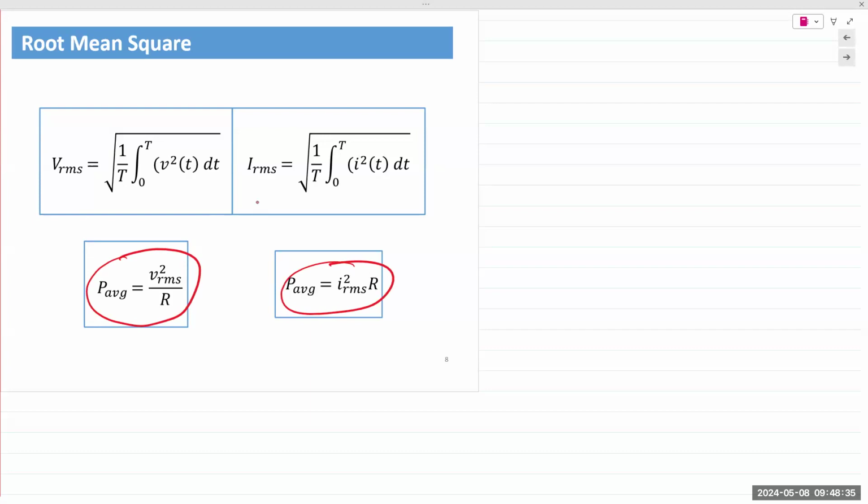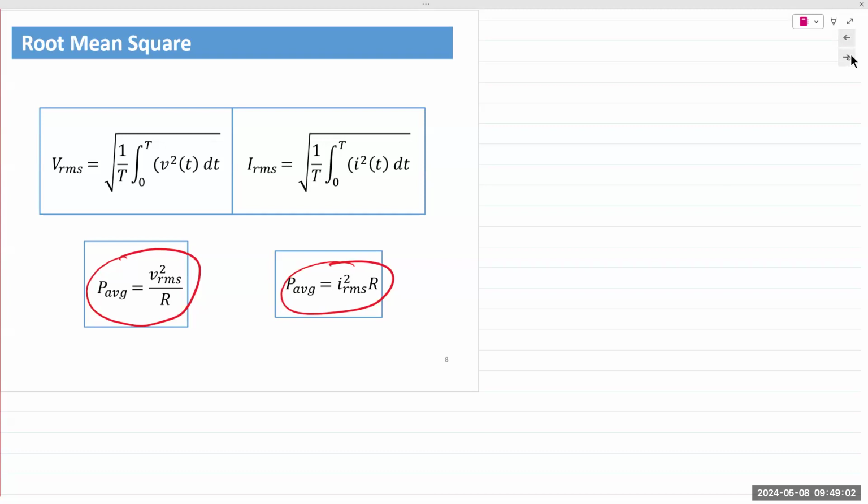As I stated, the equations do not change. The equations remain the same. P is the product of voltage and current, P is V times I. If you are transmitting AC voltage or AC current to a resistor, you use the average value. In this case, it's the RMS value: V RMS squared over R, I RMS squared times R.